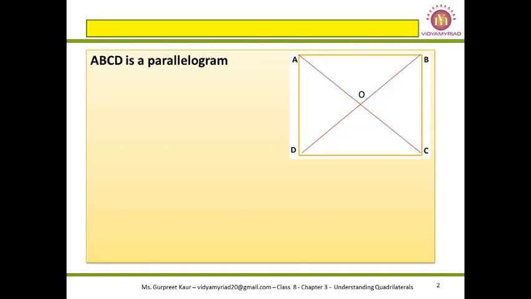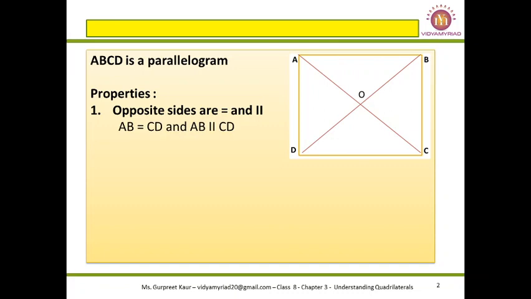Now look here, I have made ABCD as a parallelogram with O as a center where diagonals are meeting. So we will be discussing various properties of parallelogram with the help of this diagram. Certain properties which you are already aware of: opposite sides of a parallelogram are always equal and parallel. So AB is equal to CD and AB is parallel to CD. Same way, AD is equal to BC and AD is parallel to BC. So it forms ABCD as a parallelogram.